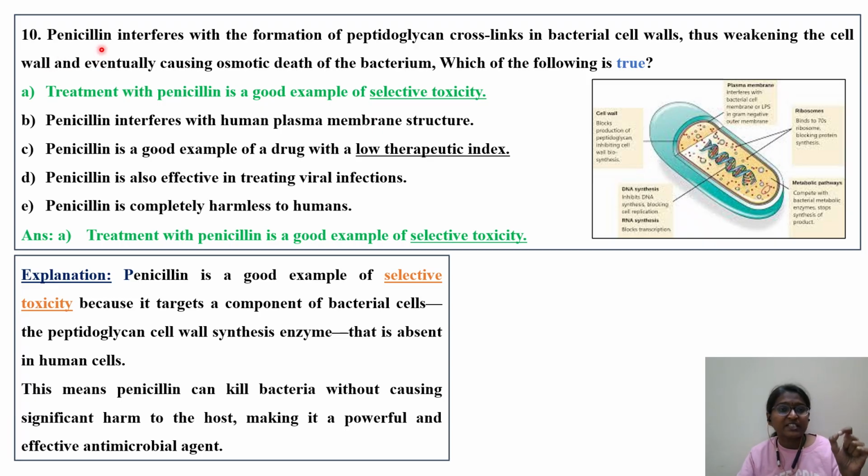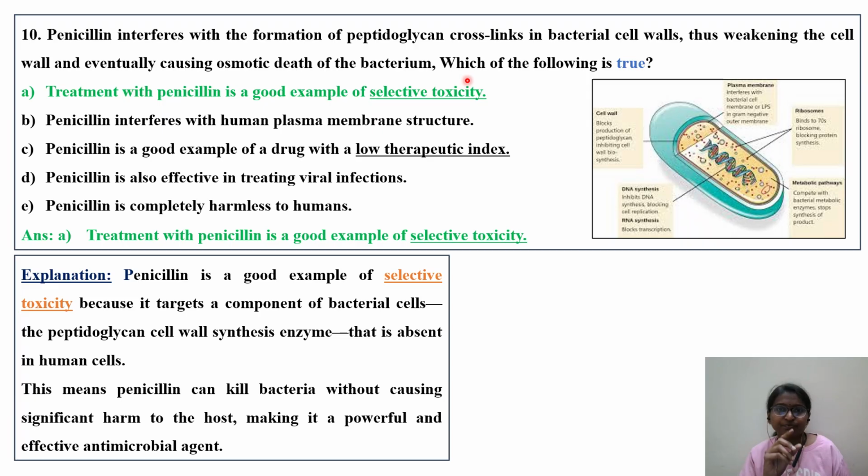Last question is about penicillin. Penicillin interferes with the formation of peptidoglycan crosslinks in bacterial cell walls, thus weakening the cell wall, eventually causing osmotic death of the bacteria. Which of the following is true? So basically, from this question, we are trying to understand the mechanism of action of this penicillin.